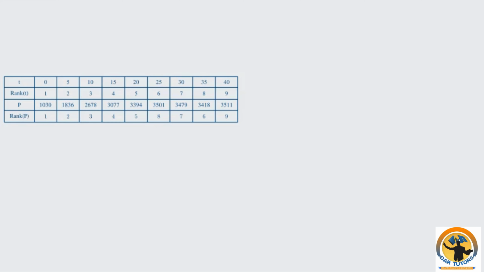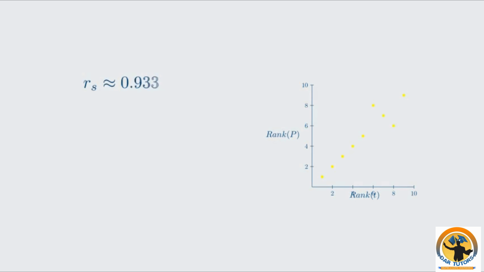When we rank these, t35 has population 3418, which is rank 6. t30 has 3479, which is rank 7. t25 has 3501, rank 8, and t40 has 3511, rank 9. Here is the complete table with all the ranks. Now let's create a scatter diagram of these ranks. This is the scatter diagram for the ranks.